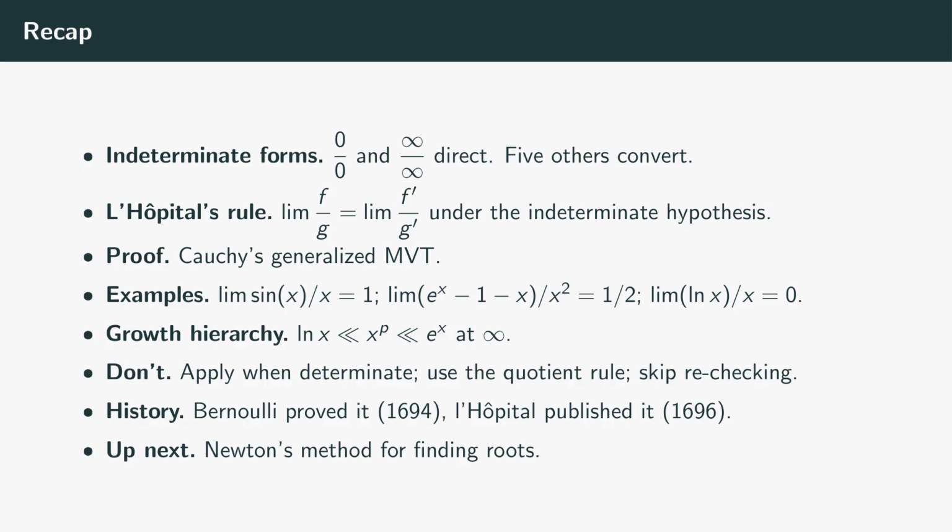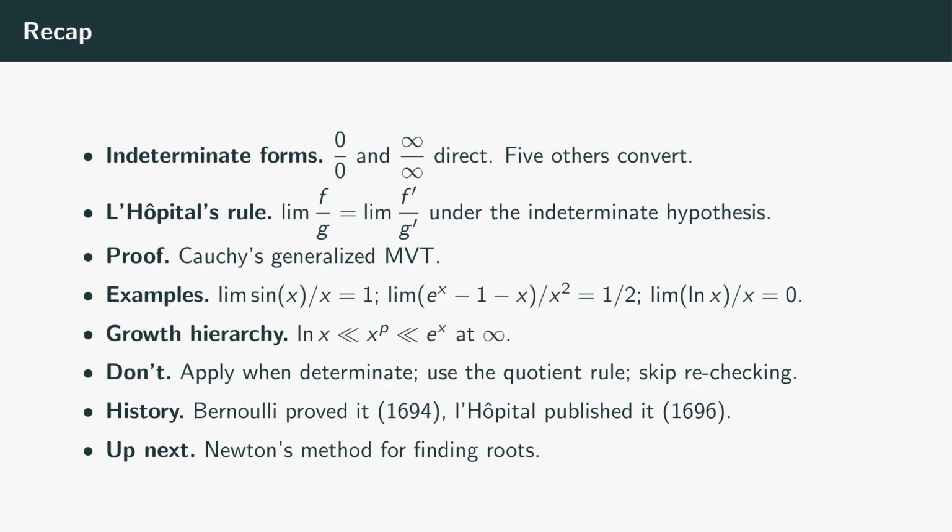Where we landed. Indeterminate forms are limits where substitution gives a meaningless expression, 0 over 0, infinity over infinity, and 5 others convertible to those by algebra. L'Hôpital's rule says if the limit is of one of the 2 headline indeterminate forms, and the derivatives exist with g prime non-zero, and the limit of f prime over g prime exists, then the original limit equals that derivative limit. The rule is proved by Cauchy's generalized mean value theorem, which says the ratio of function changes equals the ratio of derivative values at some in-between point.